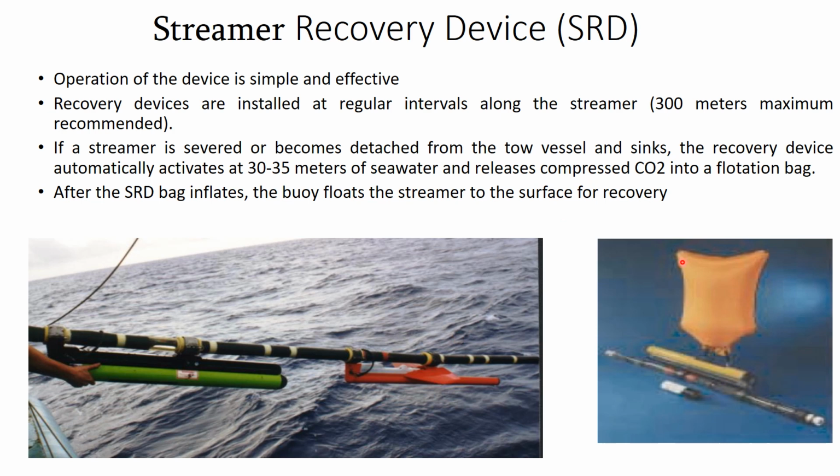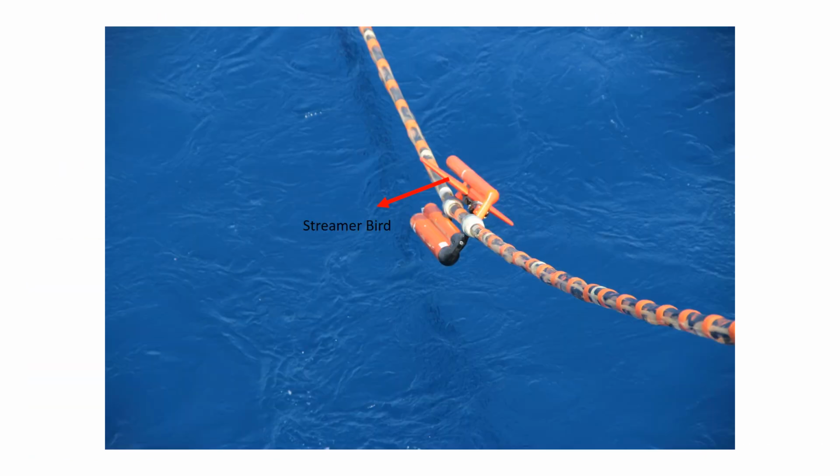In the floating bag there is compressed CO2, and it is generally installed at 300-meter intervals. This is called the streamer recovery device and streamer bird. This looks like a bird, so it is called the bird.